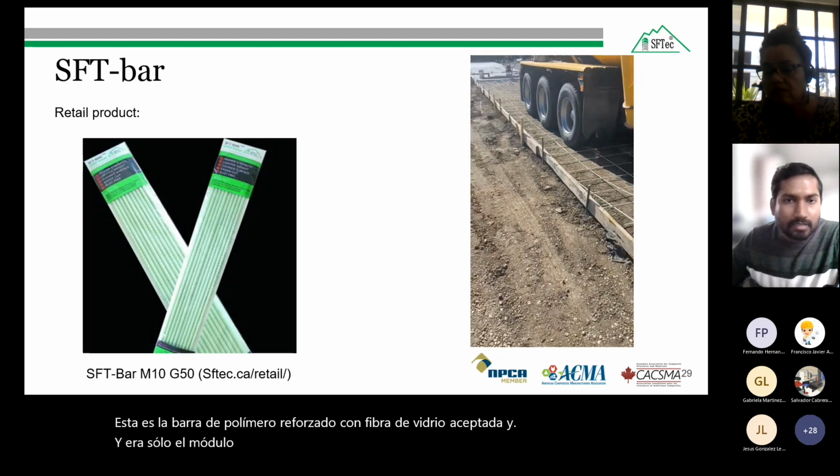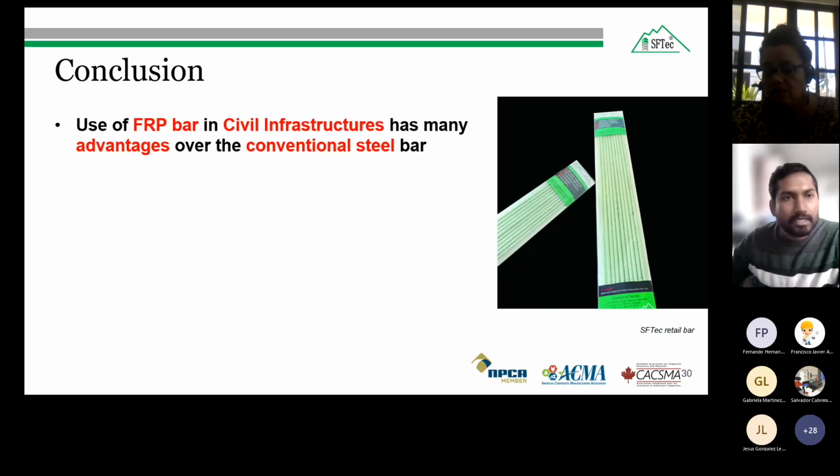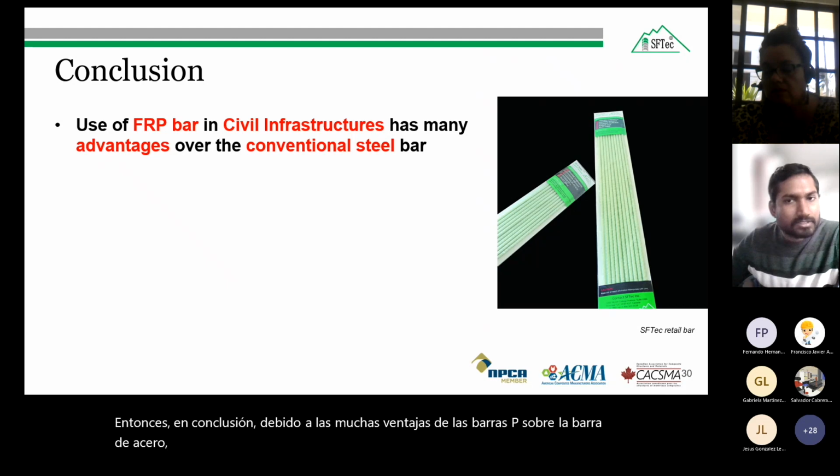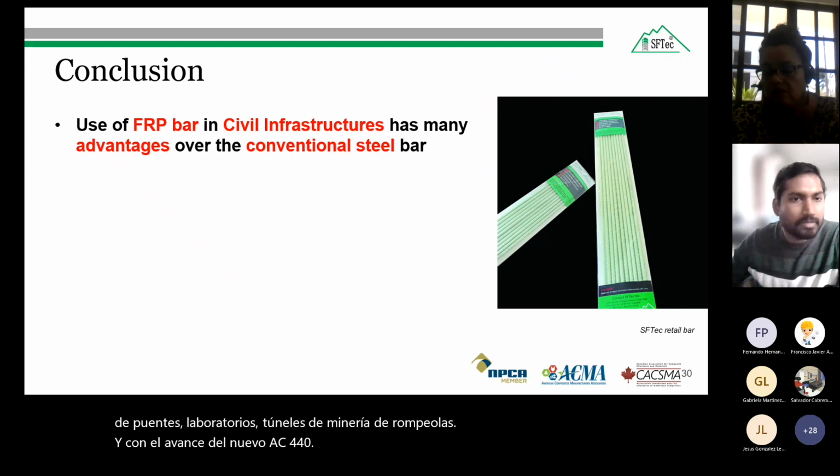So in conclusion, due to many advantages of the FRP bars over the steel bar, it can be used in many civil infrastructure projects like bridge deck slab, seawall, mining, tunneling. And with the advancement of the new ACI 440.11 2022 code, it can also be used in buildings.